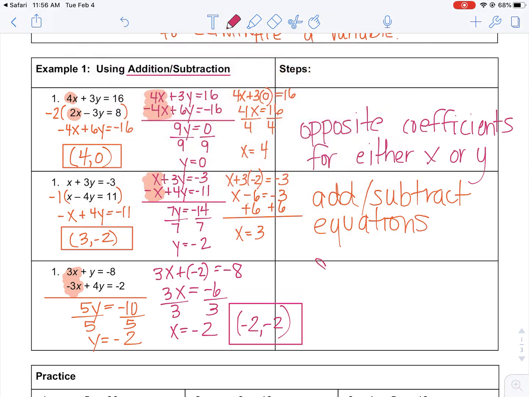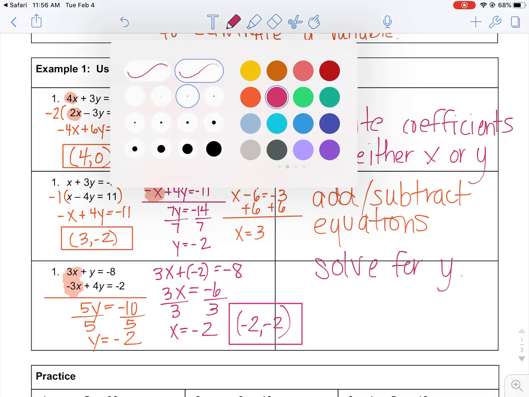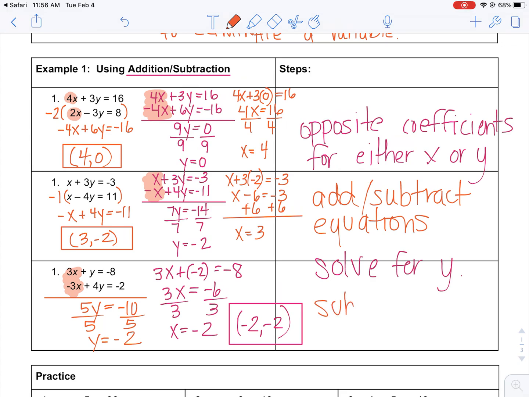You would then solve for one variable. So I solved for y, and then you would use substituting and solve for x.